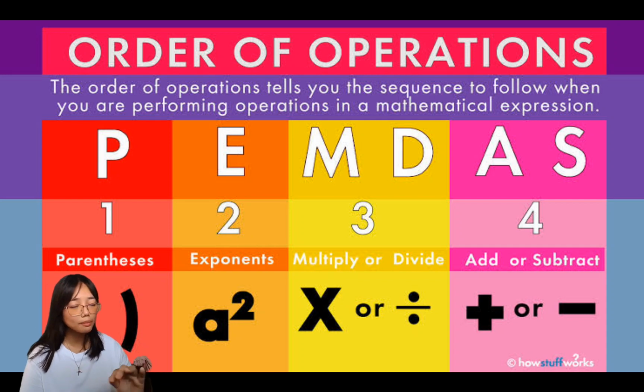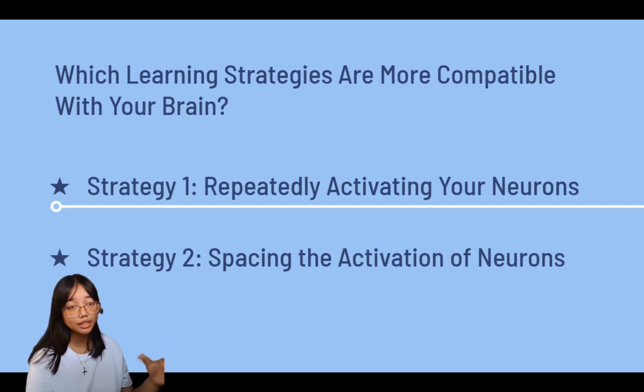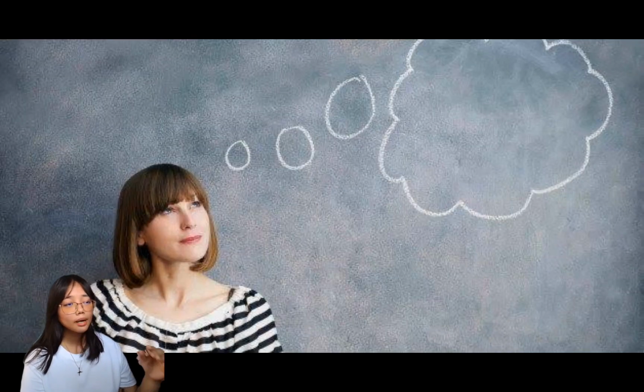So it is easier to remember these keywords when you put them in a phrase such as PEMDAS. So the second strategy is spacing the activation of the neurons. Now, this means that when you practice or rehearse a skill that you are trying to learn, it has to be at regular intervals rather than trying to learn it all at once. When we pace our learning in this way, you are giving your brain the time to process and consolidate that information, which will help you remember it more effectively.